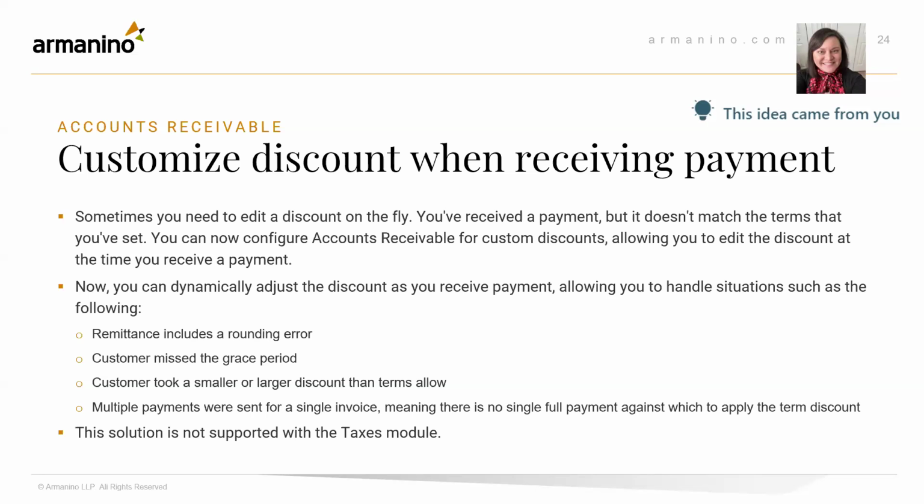So this will allow you to handle situations such as: the remittance includes a rounding error, the customer missed the grace period, the customer may have taken a smaller or larger discount than the terms allow, or multiple payments were sent for a single invoice, meaning there really is no single full payment against which to apply the term discount. The solution is not supported with the taxes module.